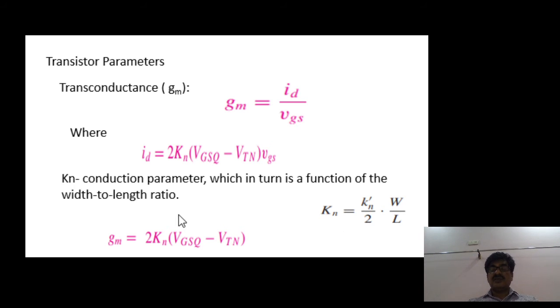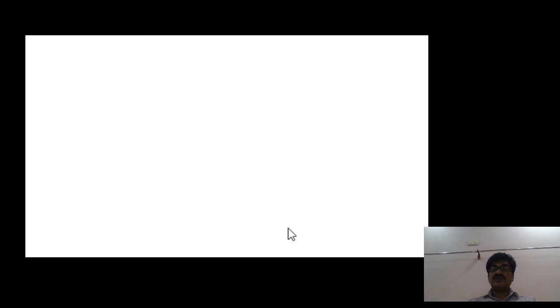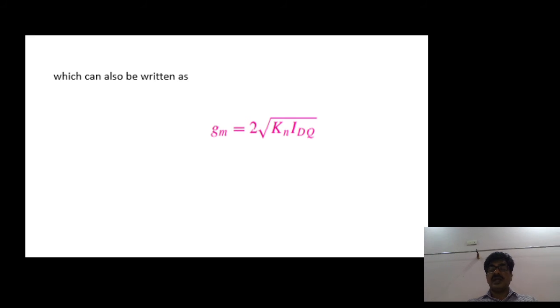Therefore, the gm value, by substituting this instead of ID, becomes 2 into Kn into (VGS minus VTN). So this is the equation for gm. It is also expressed like this: gm equals 2 into the square root of Kn into ID. You should remember both these equations, because sometimes while solving a problem based on the given data, you have to apply either the previous one or this formula.